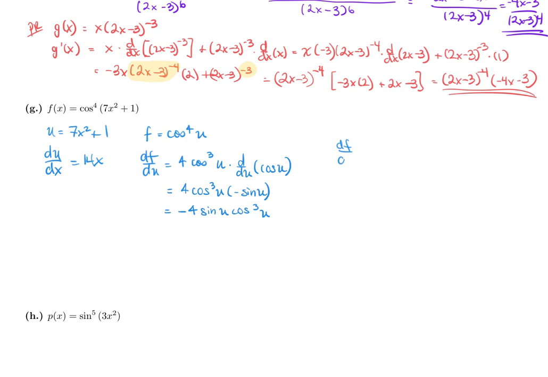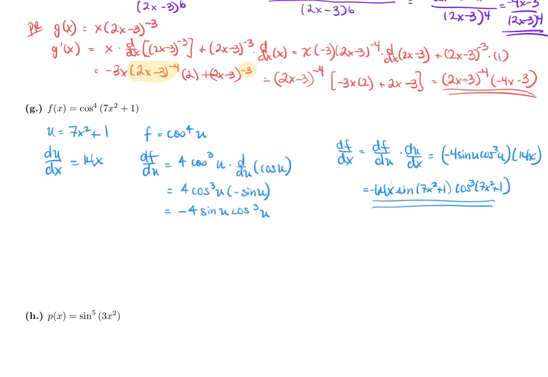So now when we want to find df dx, we will find df du times du dx. And df du is our negative 4 sine u cosine cubed u, and du dx is our 14x. So we end up with a negative 64 sine of 7x squared plus 1 cosine cubed of 7x squared plus 1. Oh, and I forgot my x, 64x. There we go. So negative 64x sine 7x squared plus 1 times cosine cubed 7x squared plus 1.